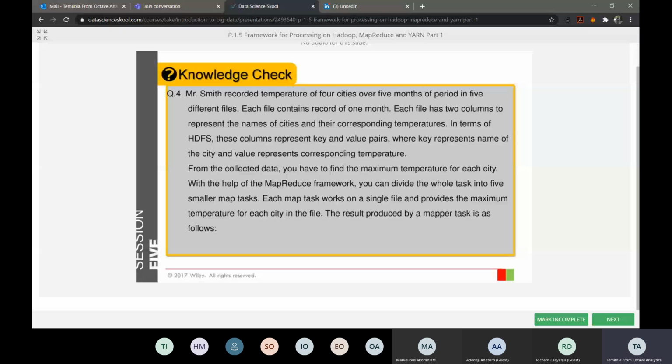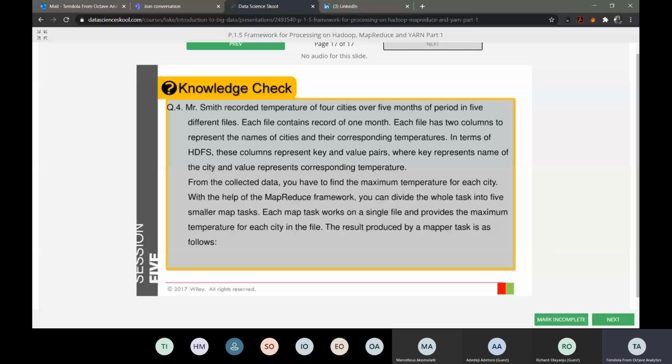Can you get the key value pair here now? Richard, let me take it again.